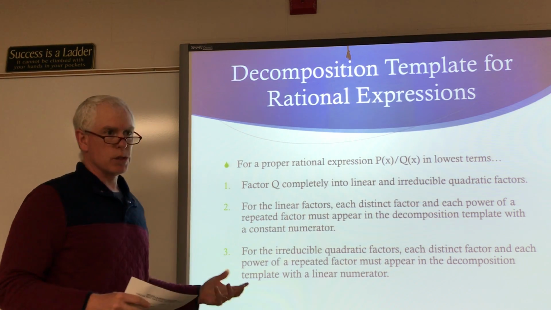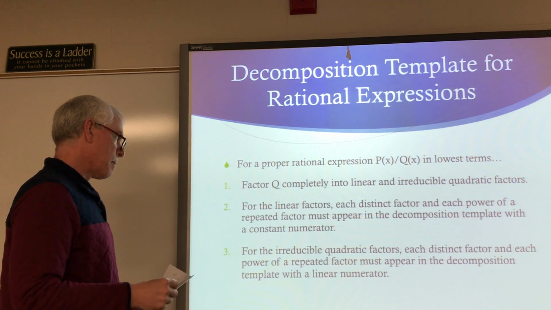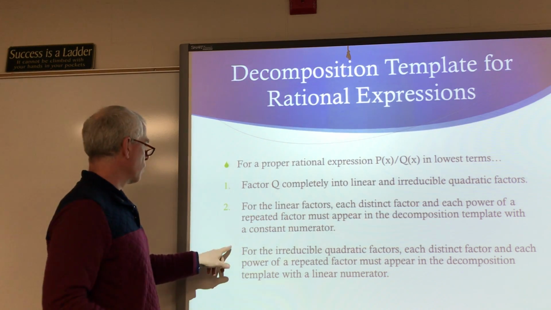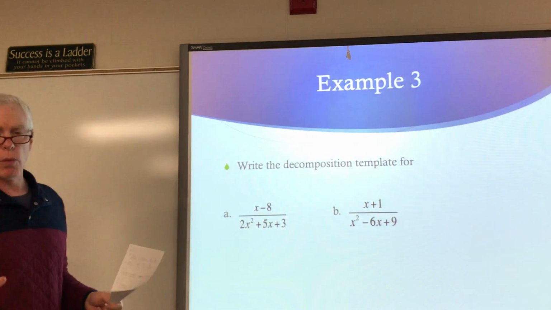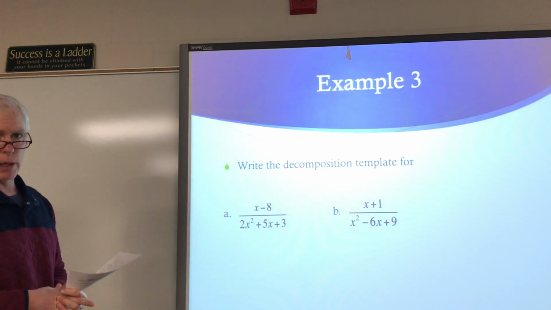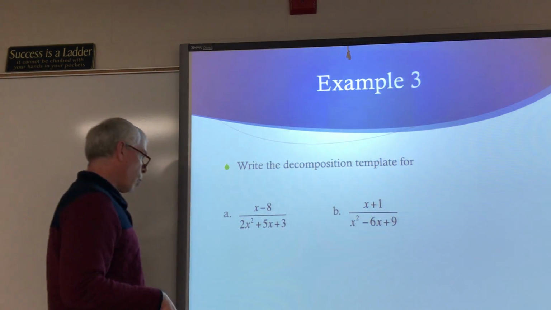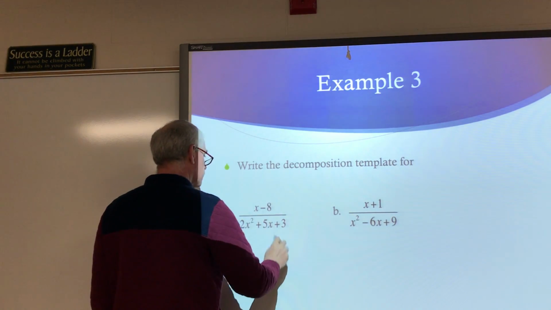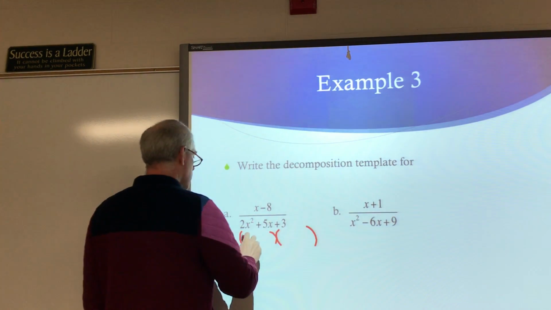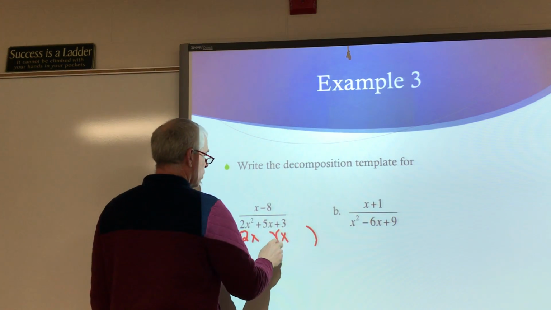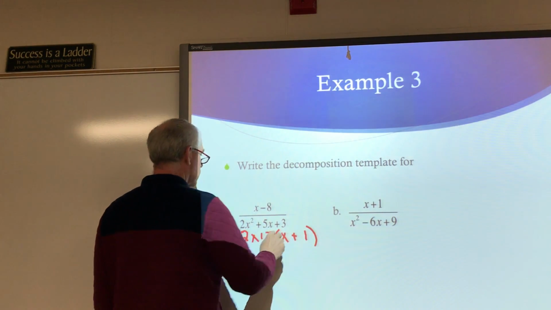And if it's an irreducible quadratic, then you're going to need a linear factor, so like an ax plus b. And I'll work this out with you as we go. So the first couple, we're not going to actually completely decompose these. We're just going to set up the template. Okay? So step 1, we have to factor the bottom. Okay? So I need a 2x and an x. Okay, I need a 3 and a 1. So it factors like that.